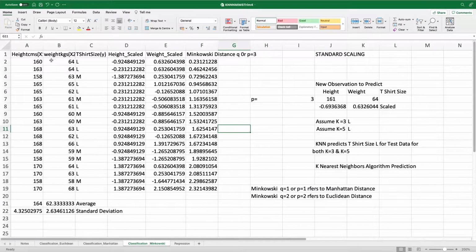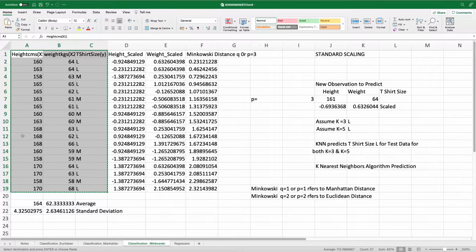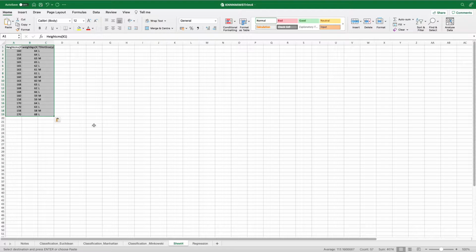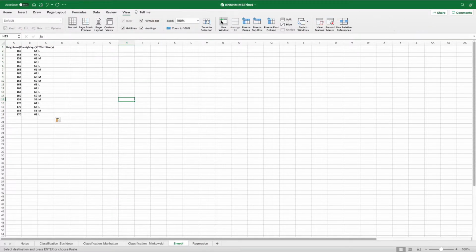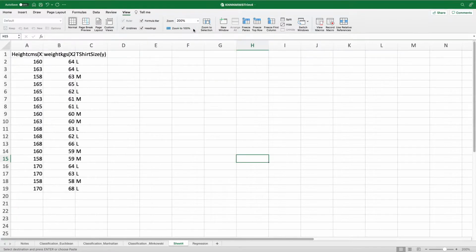Okay. Now let us copy the data, only the height, weight and t-shirt size. Copy the data into a new Excel sheet. Copy the data of height and weight.